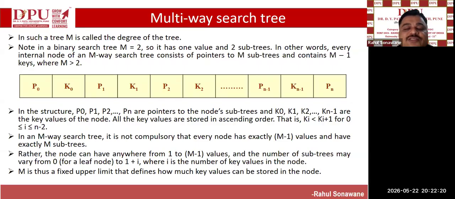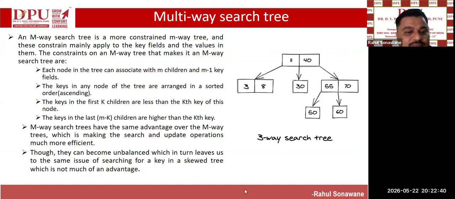In an M-way search tree, it is not compulsory that every node has exactly M minus 1 values and exactly M subtrees, because it depends upon the number of values that your tree is going to carry. Let's say you have to maintain a three-way tree, and the data entered by the user is only two values. How can we make it a three-way tree? Say only 11 and 40 are given to you, and the question asks to make it a three-way tree.